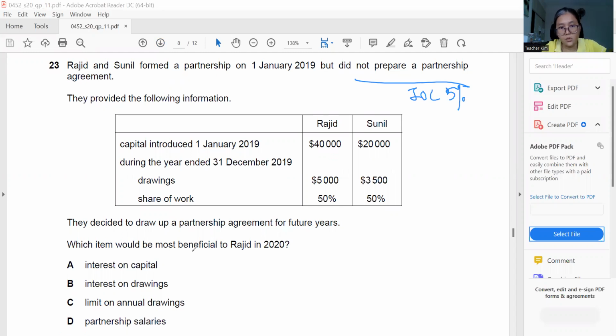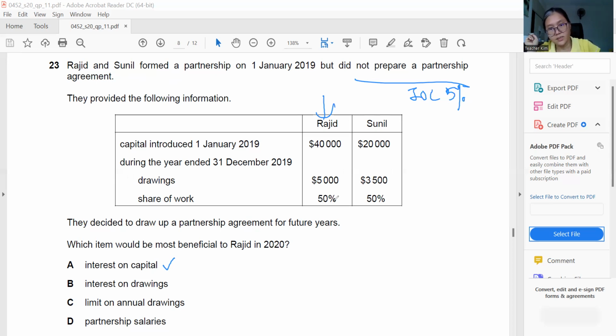Which item would be most beneficial to Rajesh? So when they have a partnership agreement, what is the benefit to Rajesh? Look at Rajesh. Rajesh contributes more capital, takes more drawings, and shares the workload the same. So which item will be most beneficial? Interest on capital. Yes, because he contributes more, he should get more return.